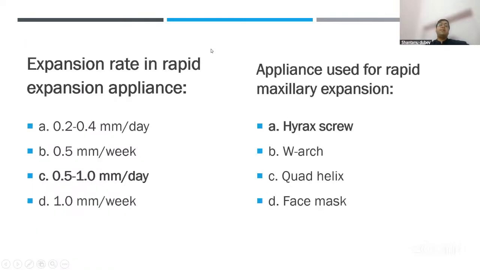Expansion rate in rapid expansion appliance and which is the appliance used. So this is a very simple question. We all know that whenever rapid expansion is being talked about, it is 0.5 to 1 mm per day. Whenever slow expansion is talked about, it is 0.5 to 1 mm per week. So that is the difference between slow and rapid maxillary expansion. The appliance which is used is W arch, quad helix. Face mask is not even used for expansion, so get that out of the picture. W arch and quad helix are used for expansion, but these are the appliances which cause slow expansion. So hyrax screw is the answer.